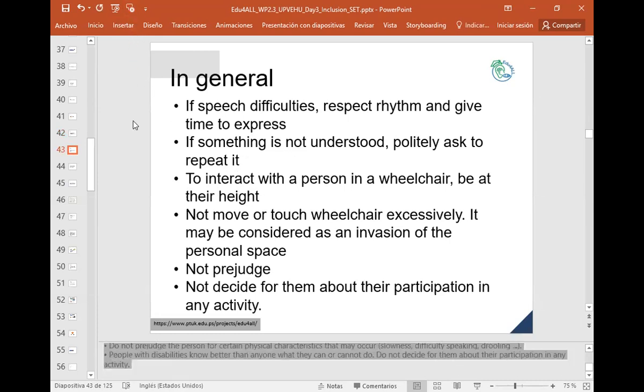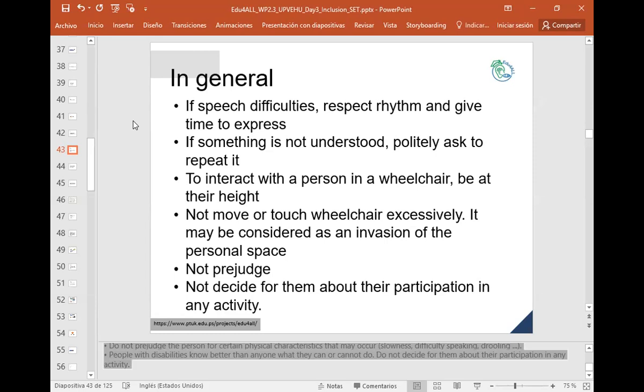If the student has speech difficulties, respect his/her rhythm and give him/her time to express himself/herself. If the teacher does not understand something, politely ask him/her to repeat it. The teacher never pretends that s/he has understood the student. Students with the impossibility of expressing themselves orally will use an alternative communication system and will need more time to express themselves. The teacher must be patient and make an effort to understand them.